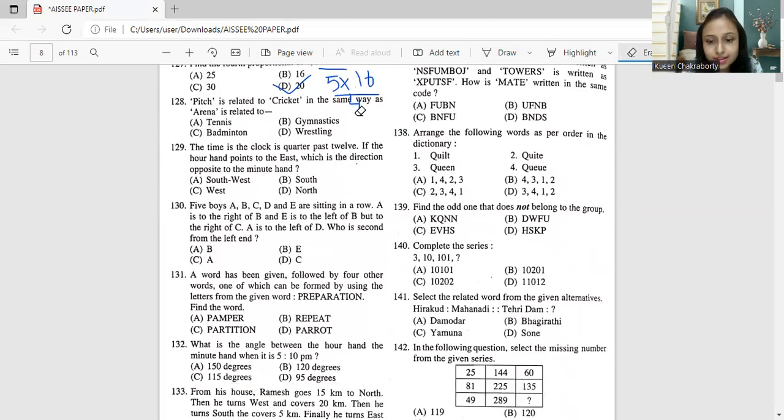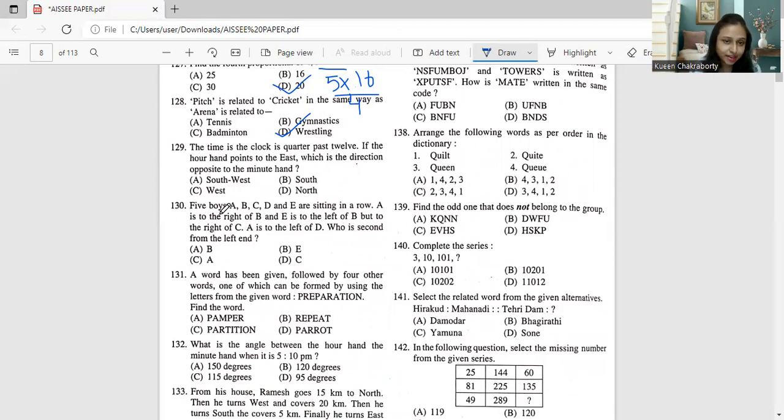Question 128 says, pitch is related to cricket in the same way as arena is related to tennis, gymnastics, badminton, or wrestling. The playing area for cricket is called the pitch. Similarly, arena is associated with, it's not tennis, it's not gymnastics, it's neither badminton, but it's wrestling. Sometimes it's confusing between badminton and wrestling, but arena is used for wrestling. So we will mark option D as the correct answer, that is wrestling.